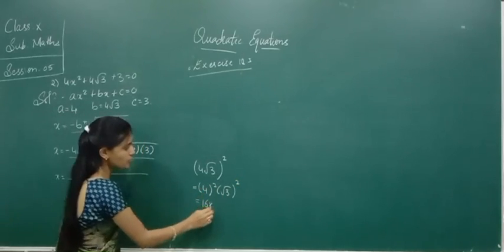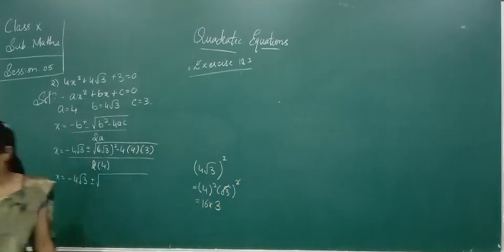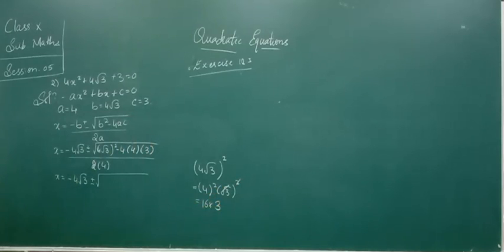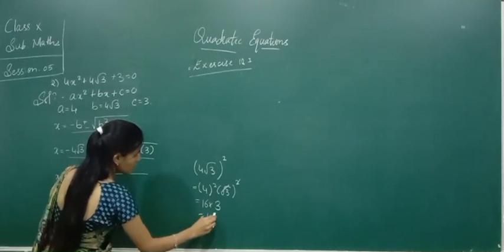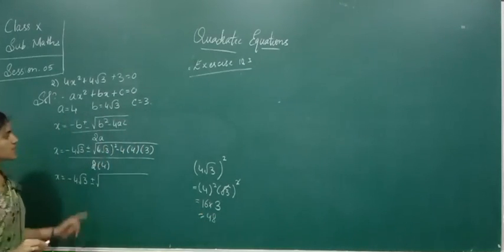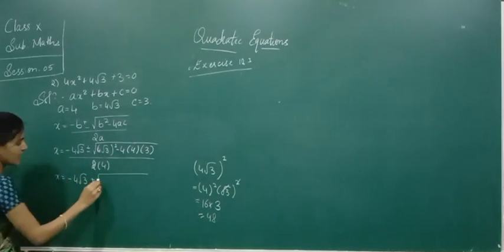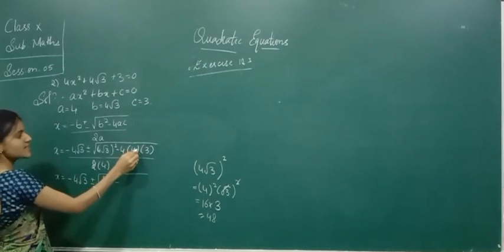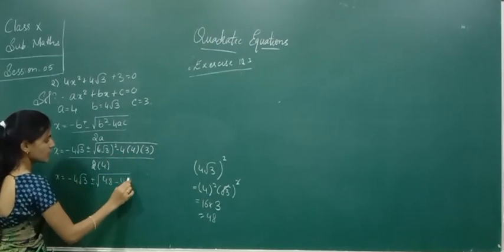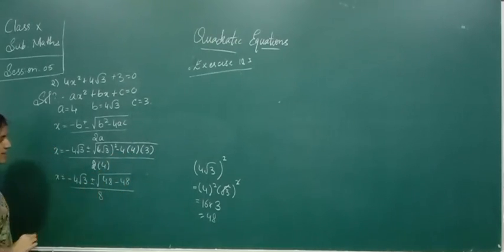And what about root 3 square? Here the root and square are going to get cancelled. I am left with 16 into 3. Okay, 16 into 3 in the sense what? It is going to be 48. Now in place of 4 root 3 whole square, I am going to write 48 minus 4 4s are 16, 16 3s are again 48, divided by 2 4s are 8.